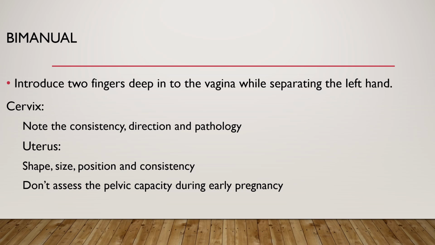And next is the uterus. You see the size, shape, position, and consistency of the uterus. And during the antenatal period, we are not supposed to make an effort to assess the pelvic capacity, especially in early pregnancy, because if you try to assess the pelvic capacity, it may stimulate uterine contractions and it may end up in abortion. So you should not try this during pregnancy.